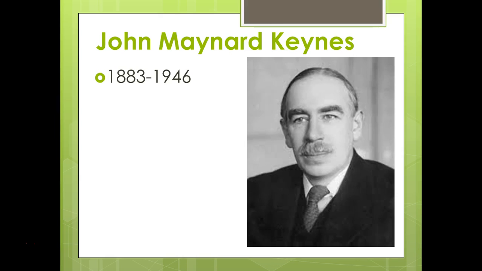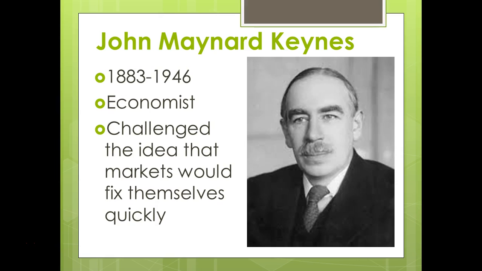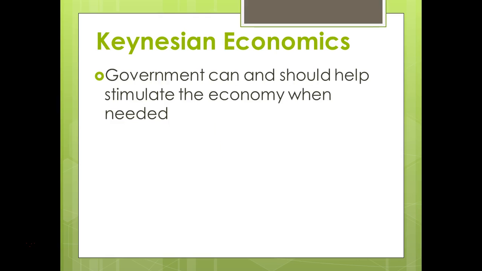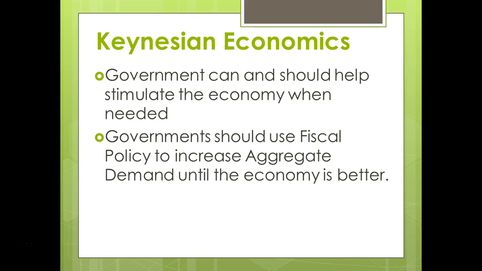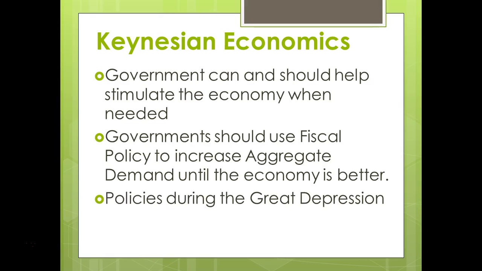John Maynard Keynes was an economist around the time, and he came up with the idea that, no, we shouldn't let markets fix themselves because people suffer too much, and we can do something about it. So Keynesian economics was born and said that government can and should help stimulate the economy when needed. Government should use fiscal policy to increase aggregate demand until the economy is better. And the policies they used during the Great Depression were to increase spending. They started doing public work programs. They started building hydroelectric dams. They started Social Security to help people get money when they lose their jobs, unemployment insurance, things like that. So these policies helped increase aggregate demand to stimulate the economy and get businesses creating jobs again.